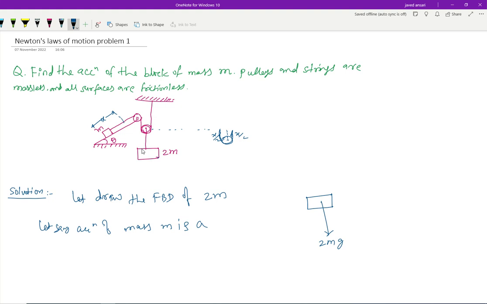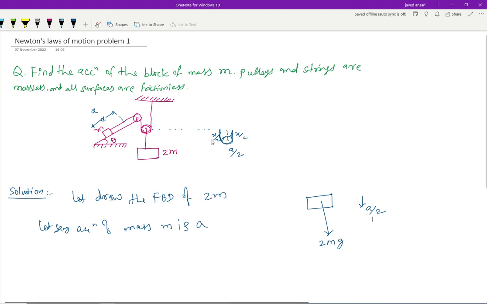So similarly, if it has an acceleration a, then this will have acceleration a by 2, right? Because acceleration is nothing but dv by dt, and velocity is nothing but dx by dt, the rate of change of displacement. Okay, so that's the important thing you need to think of. I have tried to explain this to the best of my ability here. So this acceleration will be a by 2.